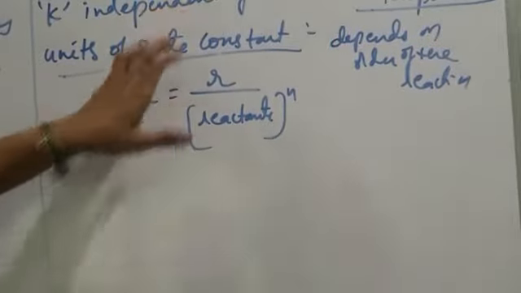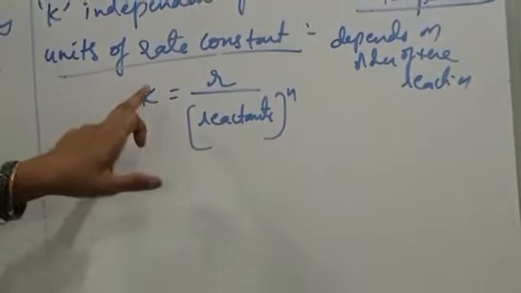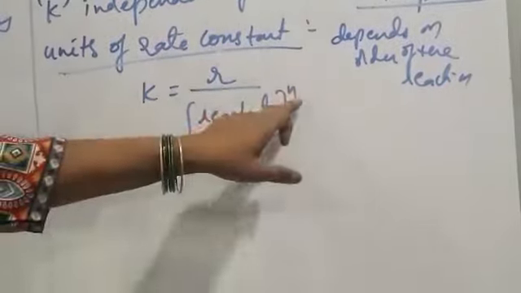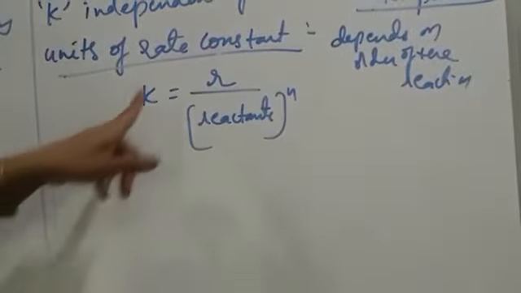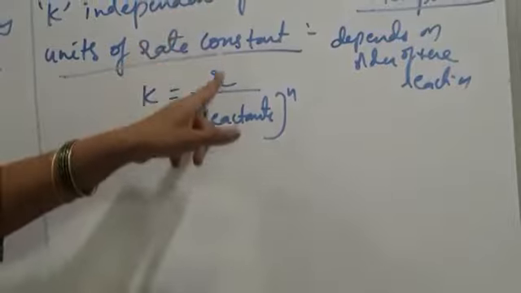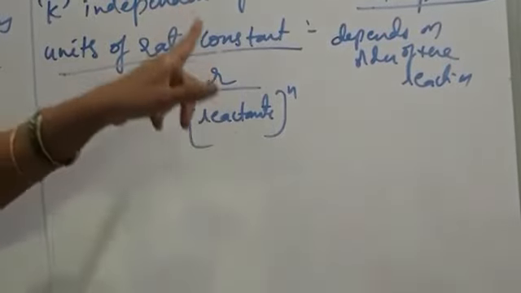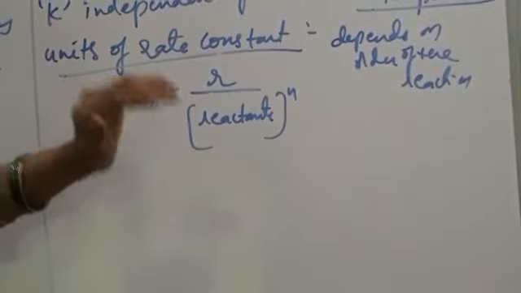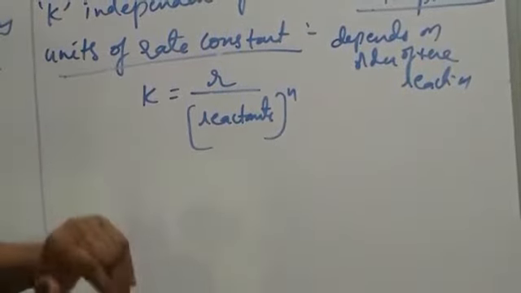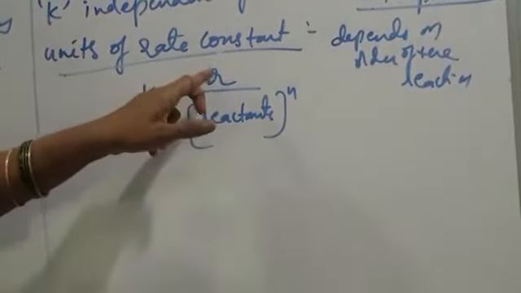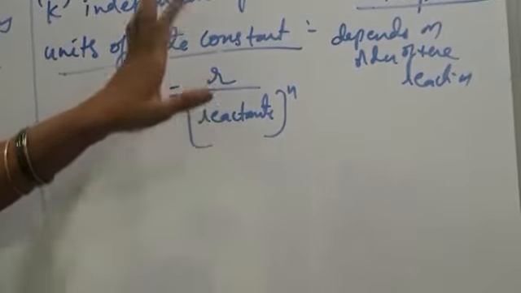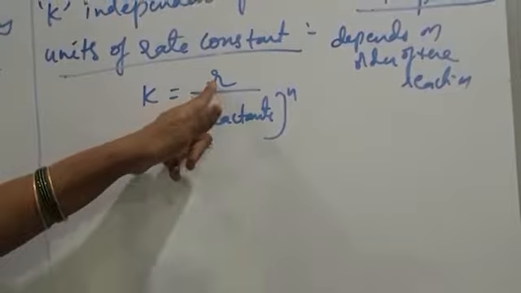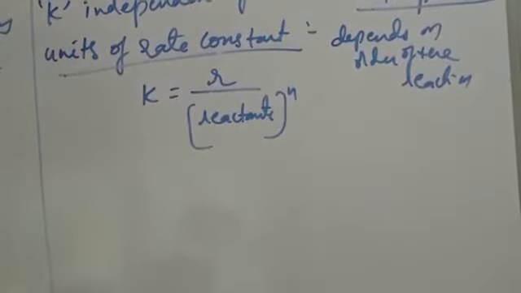So, rate constant or specific rate. K is rate by concentration of reactants to the power n. So, what is rate of reaction? Change in concentration of reactants or products in unit time. So, here R is concentration by time. We can indicate R as concentration by time.